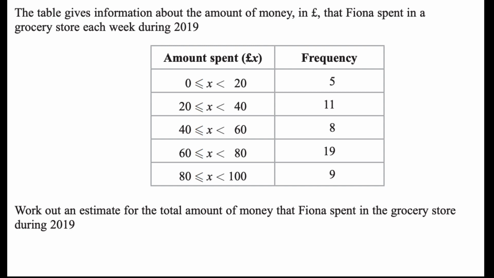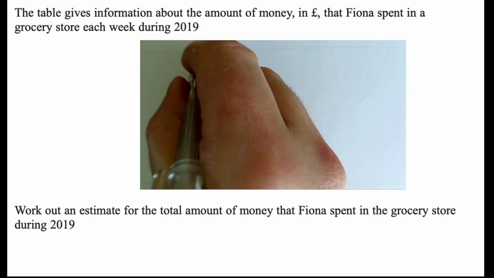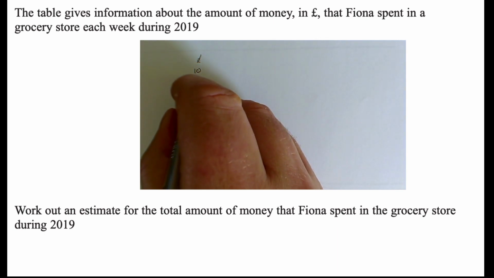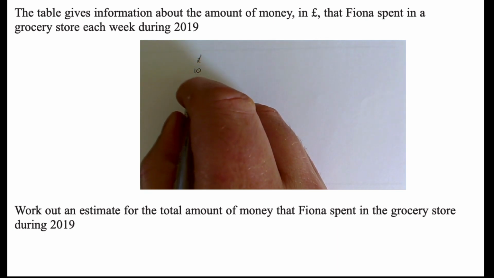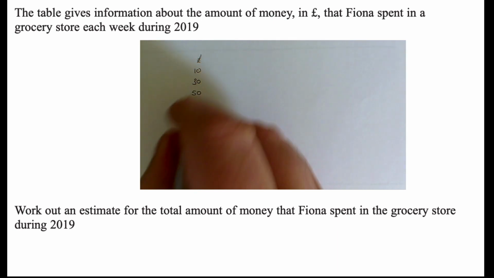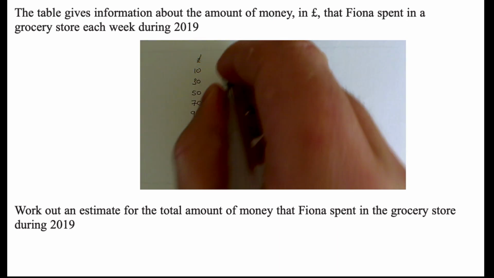We should know there's 52 weeks in a year, but you can actually work it out by adding up the frequency column, couldn't you? Now, what I'm doing now is that we know that some weeks she spent between £0 and £20, and then between £20 and £40, but we've got no idea what exactly she spent. And remember, we were asked to estimate the total amount of money that she spent over the year.